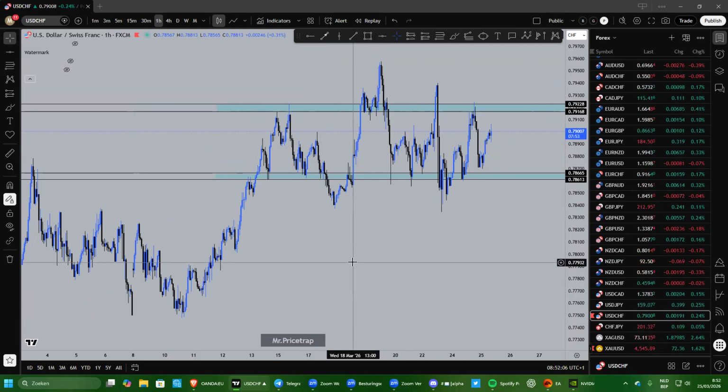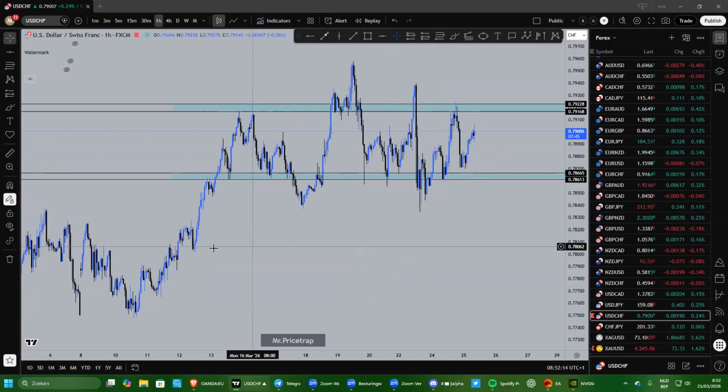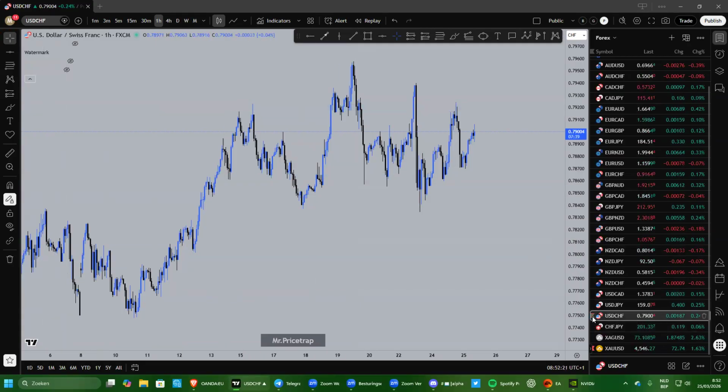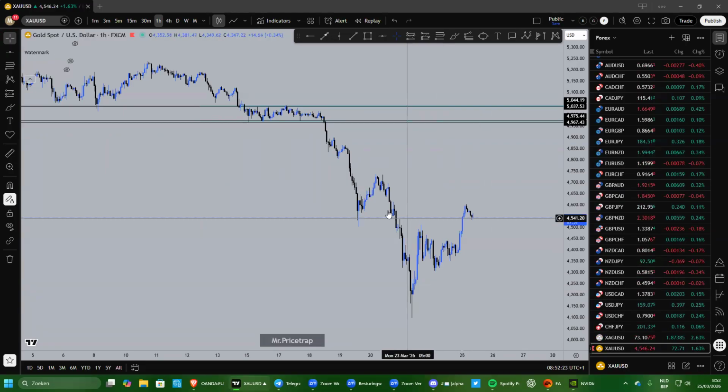All right. With price trap, like you guys know, if there is a stop loss, I'm not gonna hide that. That's normal. That's trading. You will not be able to trade without taking losses. Simple. There we go. That's UChef. Stop loss. And then we have gold.